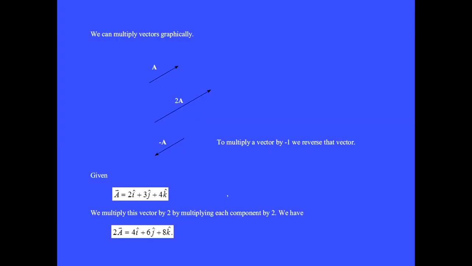We can also add vectors graphically. This is vector A. This is vector 2A. To negate a vector, we reverse its direction. This is vector minus A. If we are given the component form of vector A as 2i plus 3j plus 4k, we multiply the vector by 2 by multiplying each component by 2. We have 2A equals 4i plus 6j plus 8k.